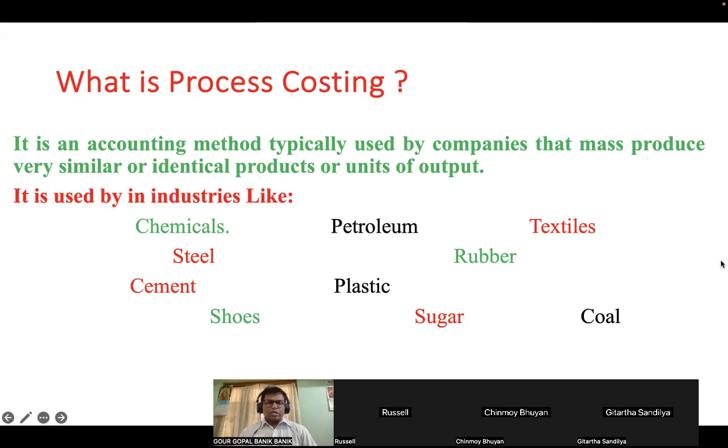Process costing is an accounting method typically used by companies that produce products on a mass scale, very similar or identical products or units of article. Examples are industries like chemical, petroleum, textile, steel, rubber, plastic, shoes, sugar, coal. You produce stage by stage, and ultimately you get the final product. So that's the meaning of process costing. We shall make an account at every stage.